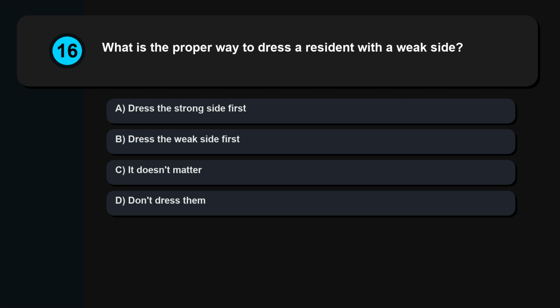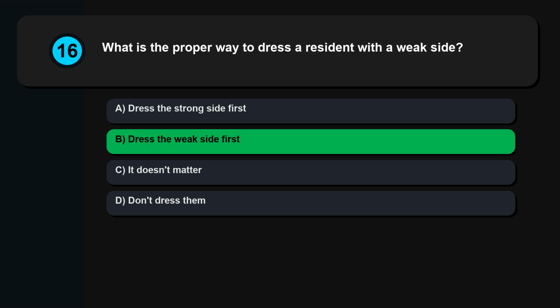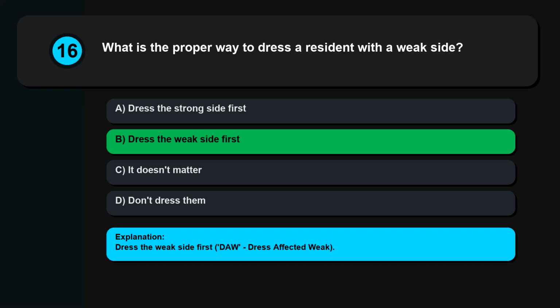Question 16. What is the proper way to dress a resident with a weak side? Dress the strong side first. Dress the weak side first. It doesn't matter. Don't dress them. Dress the weak side first, dress affected weak.